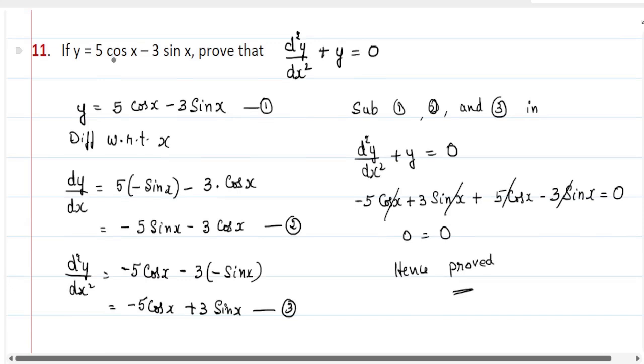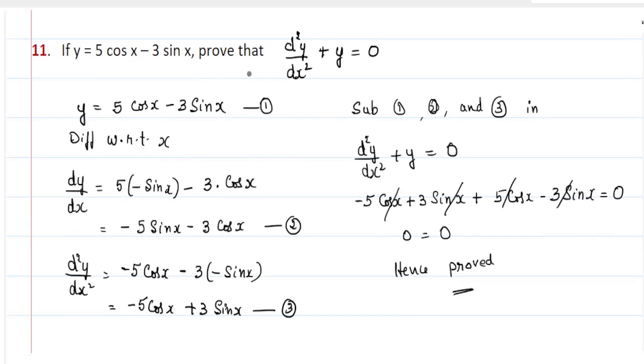If y equals 5 cos x minus 3 sin x, prove that d square y by dx square plus y equals 0. We'll write the question here. y equals 5 cos x minus 3 sin x. Let this equation be number 1. Differentiate this equation with respect to x.